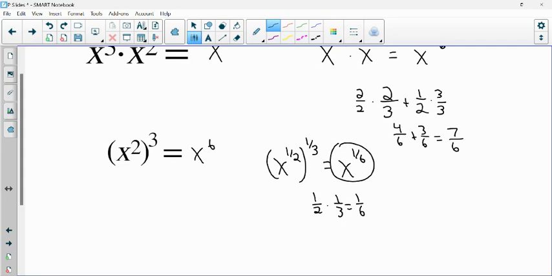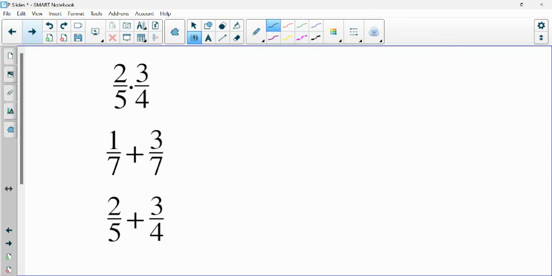Okay, so that's really just the last part of what we have to do today, is applying these law of exponent problems when we have fractional exponents. So again, a quick reminder on how you multiply fractions. 2/5 times 3/4. Multiply straight across, right? So 2 times 3 is 6. 5 times 4 is 20.